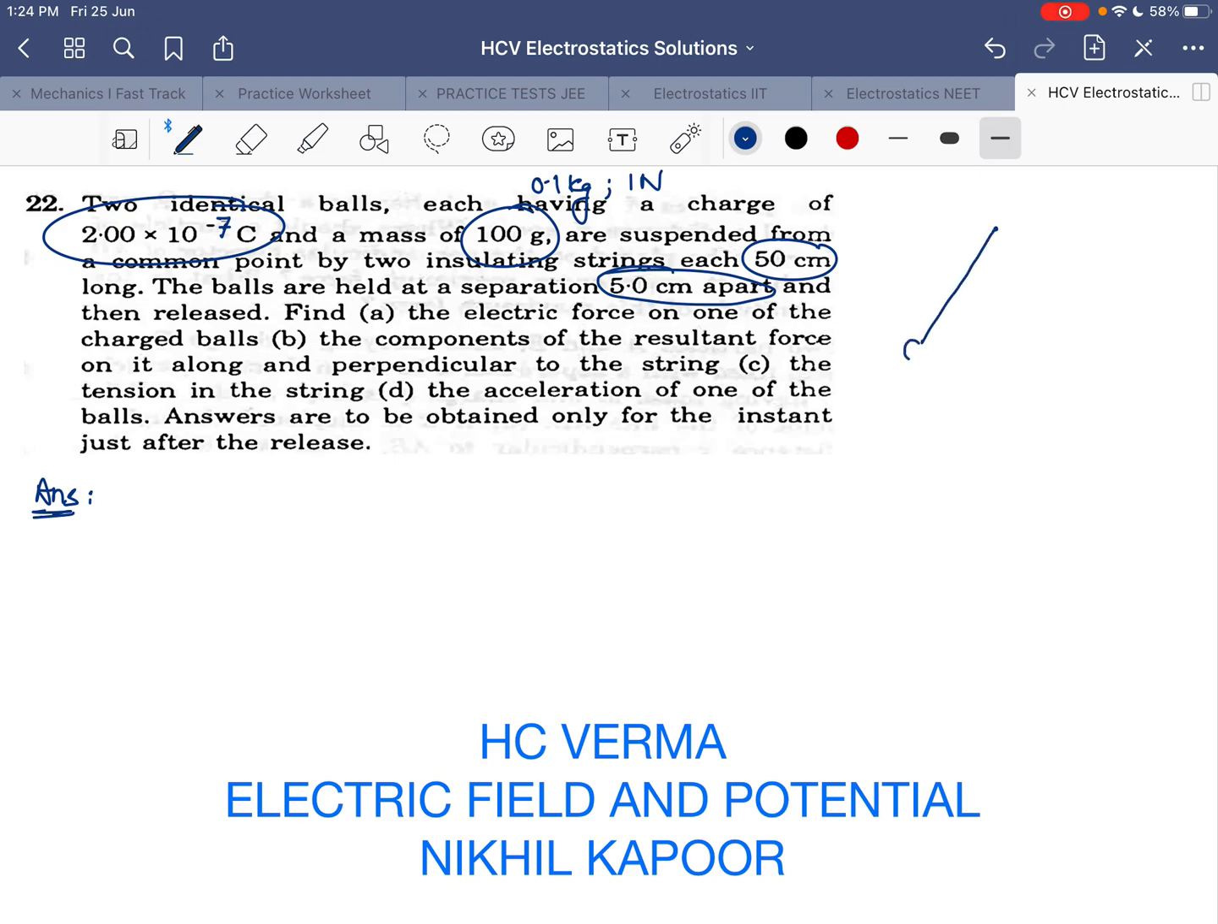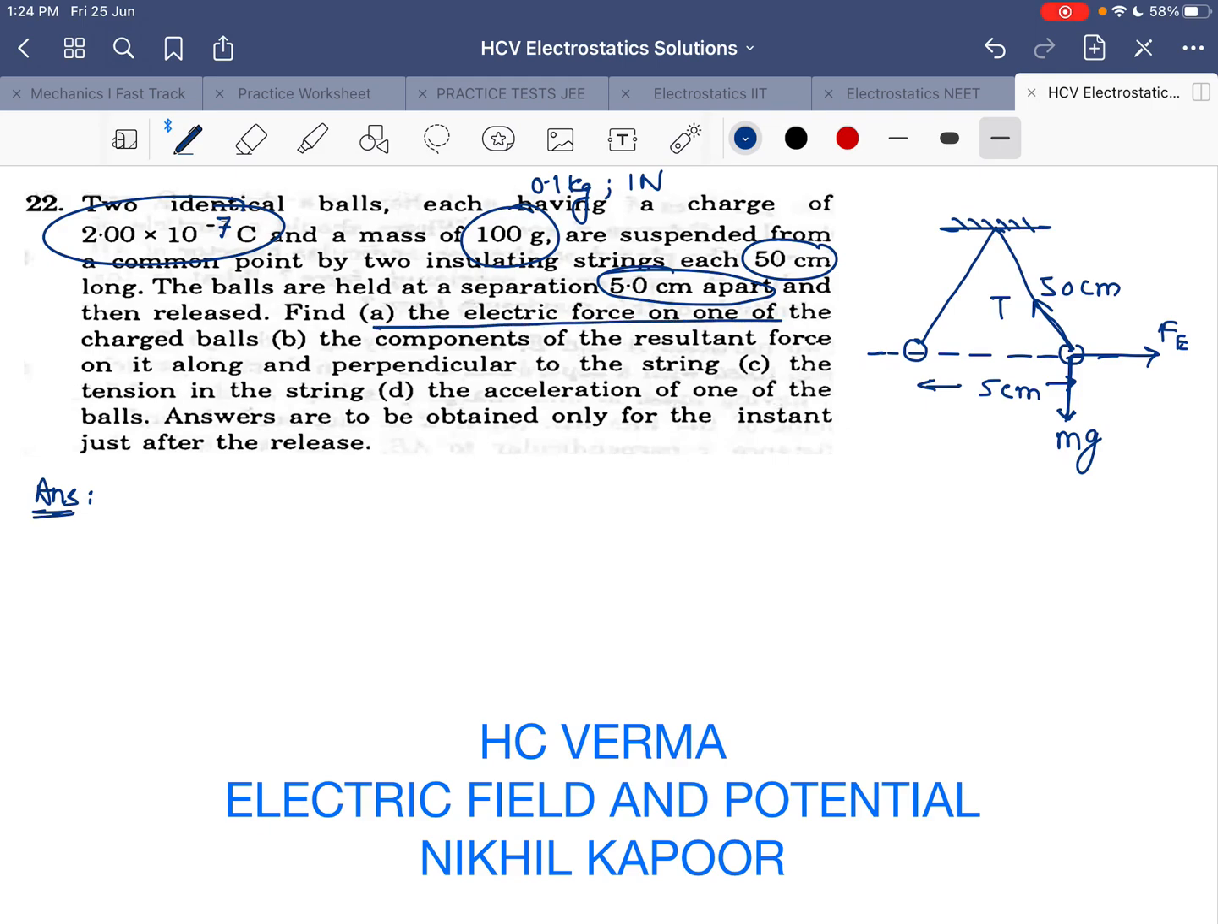So let's draw this situation. The balls are held at a separation of 5 centimeter from each other. The length of the thread is 50 centimeter, and this is the common point from where they are suspended. The forces acting on the balls, let us say the force acting on the ball on the right side is the electrostatic repulsive force of the ball 1 and the tension in the string, while the weight mg acting in downward direction. And we need to find all these forces and their components.